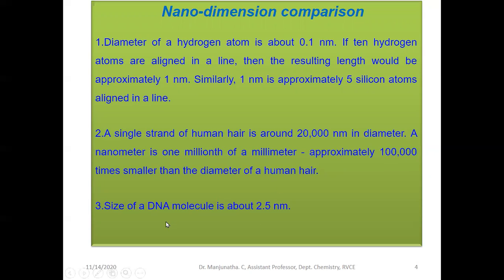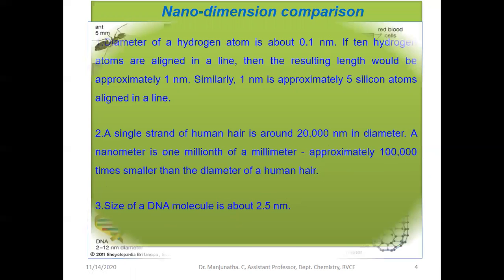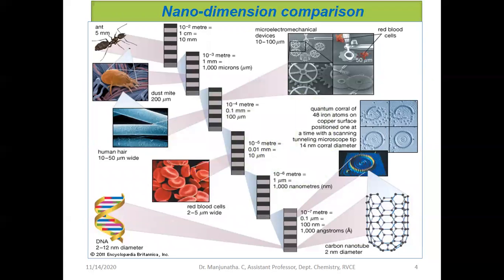We all know that the size of DNA, the nucleic acid molecule present in our body, is about 2.5 nanometer. So our body is made up of millions and millions of organic nanomaterials. So this is about nano dimension. Let us compare the nanoscale with other naturally created materials as well as artificial, man-made materials. The ant we see is a very small insect, and its size is about 5 millimeter. This is the scale.